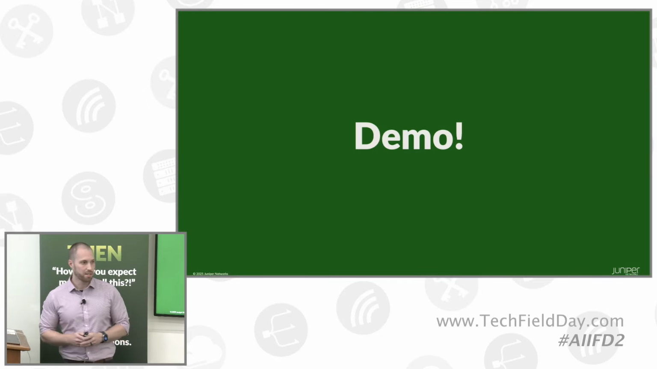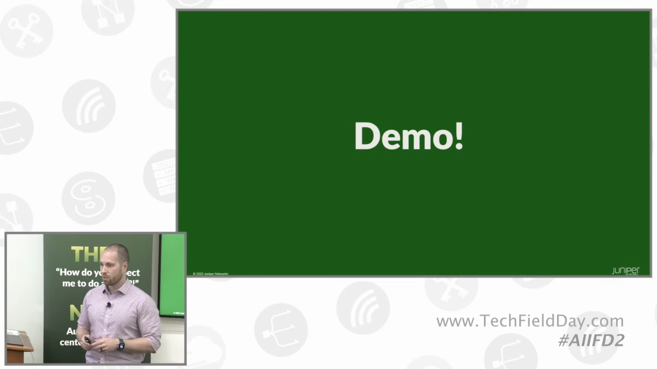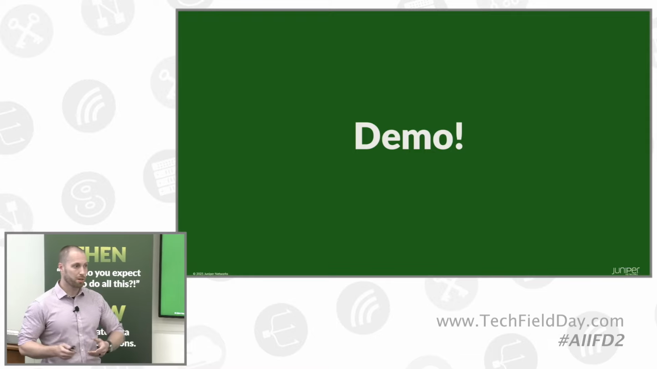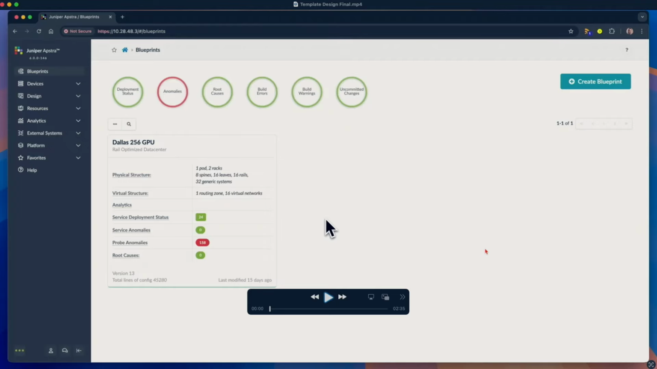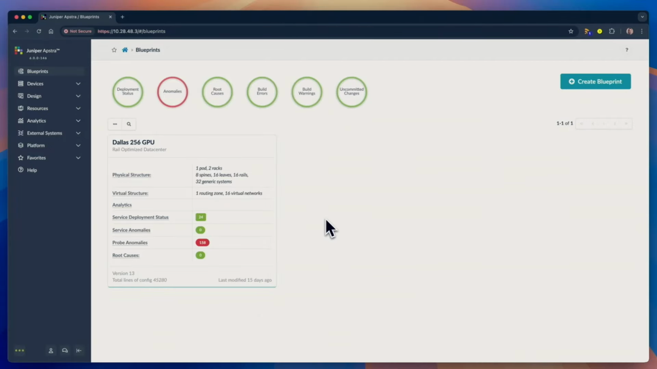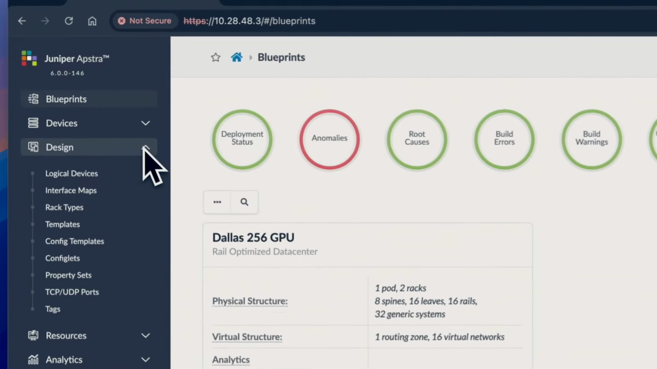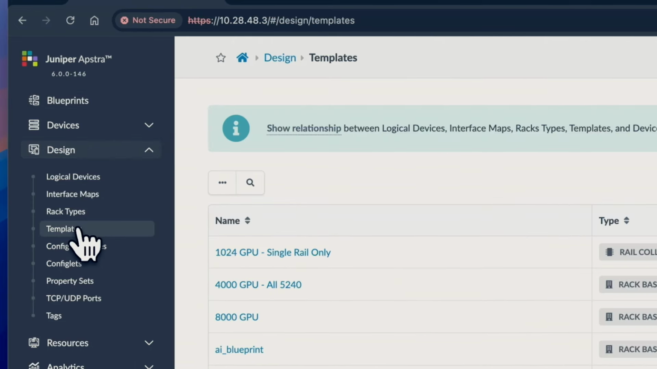So let's see a little demo of this. I'm going to show you here in just a couple minutes how we take an input on how many GPUs we have, build a template, deploy that template, get the cabling map, and we're done. I mean, that's amazing. We can do that in 5 minutes. So let me go over here, and I'm going to play a little video so that way we can walk through it. So I'm going to go to Apstra.